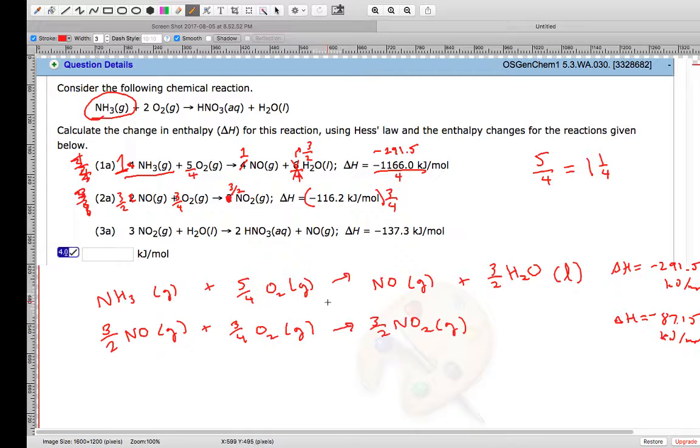Okay, now I know what you're thinking. You've been thinking, hey, I can't have a fraction as a coefficient on a chemical equation because you can't have like 1 1/4 oxygen molecules. Yeah, you're right, you can't. But we're going to add these equations up, and we're going to end up with this equation, which has no fractions. All right, so the fractions are going to disappear.